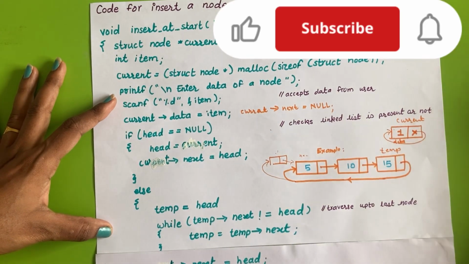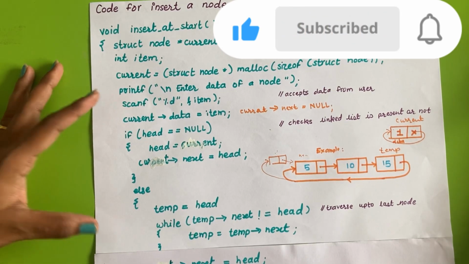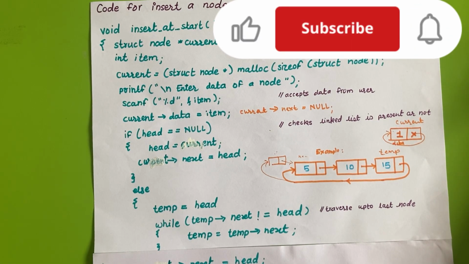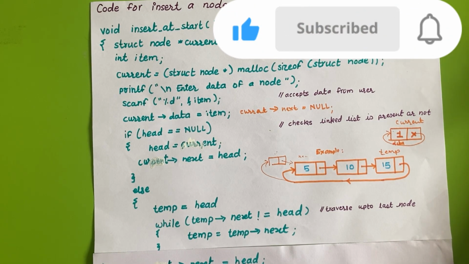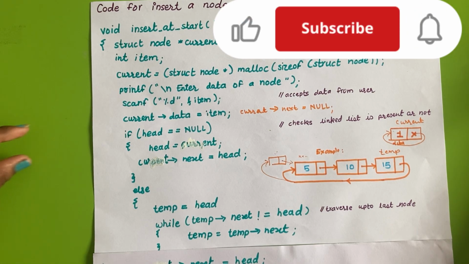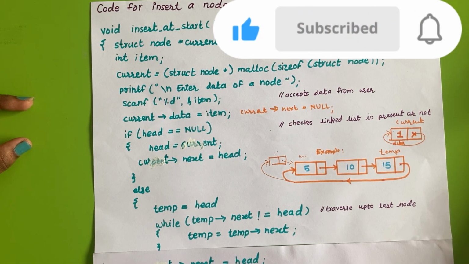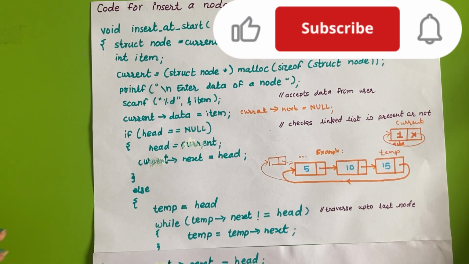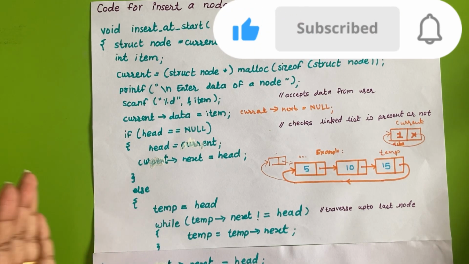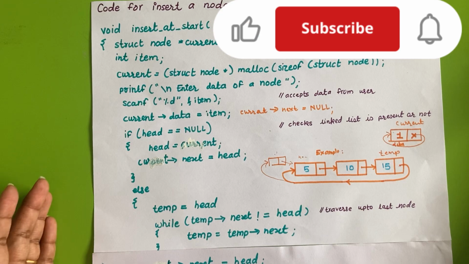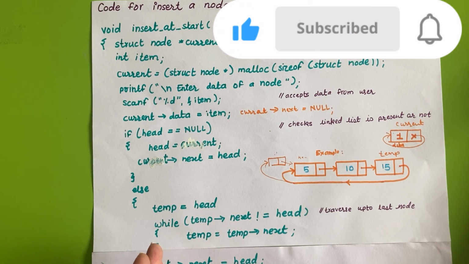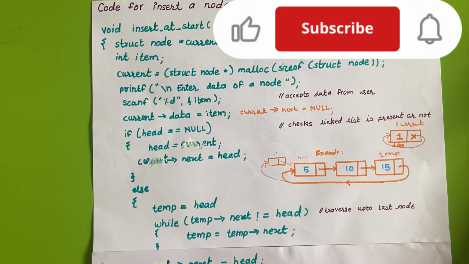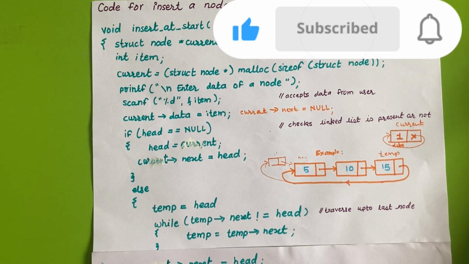Hope you have understood how we have created the temporary node, how we have checked conditions for an existing linked list, as well as if the linked list does not exist, how to allocate memory for the new node, how we can copy the data from one node to another node, and what changes we require to make to add the new node in the linked list.